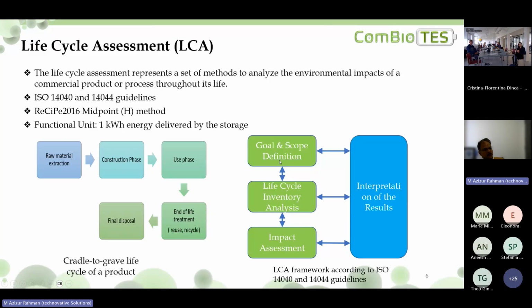So we do the scope and definitions, then we do an intensive life cycle inventory analysis, then we analyze the impact. Using the SimaPro software, we can analyze 18 types of midpoint impact, and then we interpret the results. One of the results is like this.